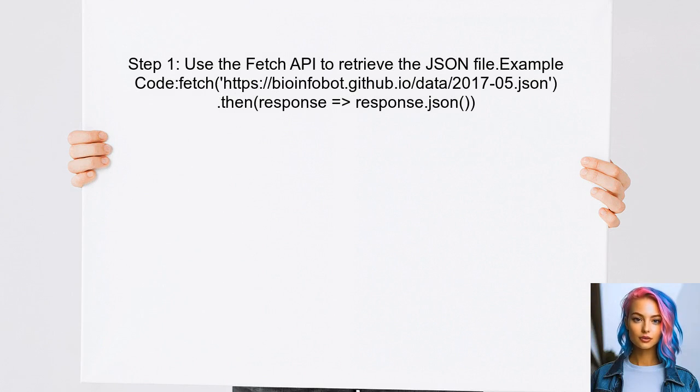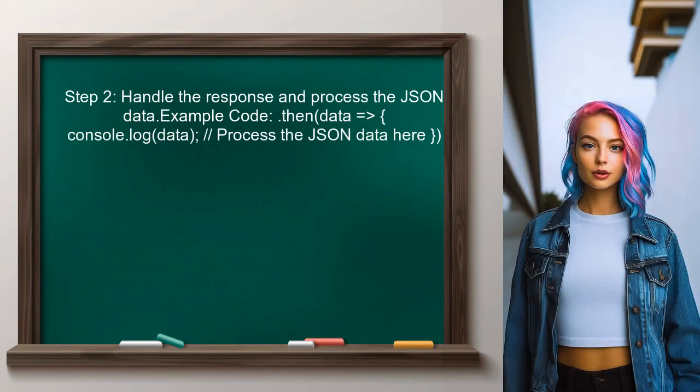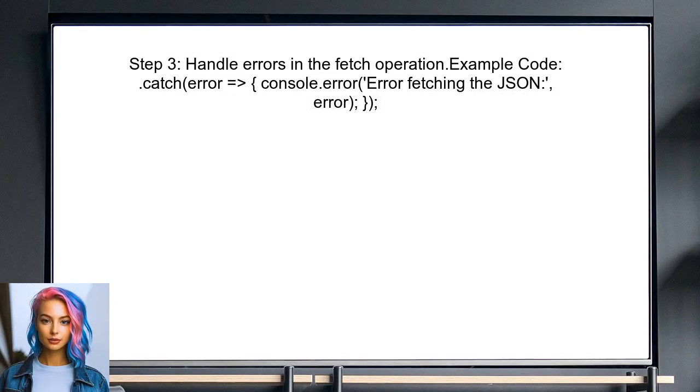To fetch the JSON file from GitHub Pages, the user should start by using the Fetch API in JavaScript. This allows them to make network requests to retrieve the data. Next, the user should handle the response from the Fetch API. They can do this by chaining a then method to process the JSON data once it has been successfully fetched. If there are any errors during the fetch operation, the user should include a .catch method to handle those errors gracefully.